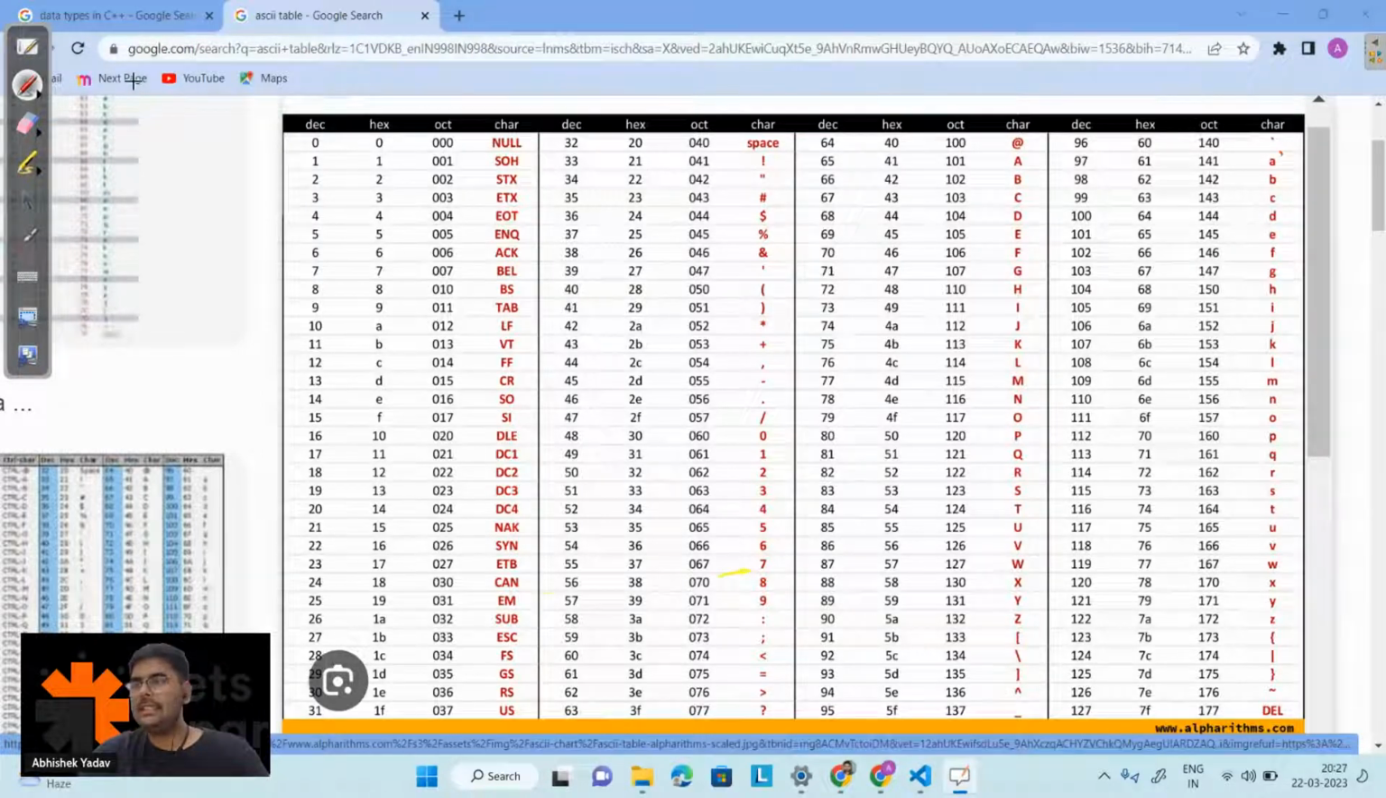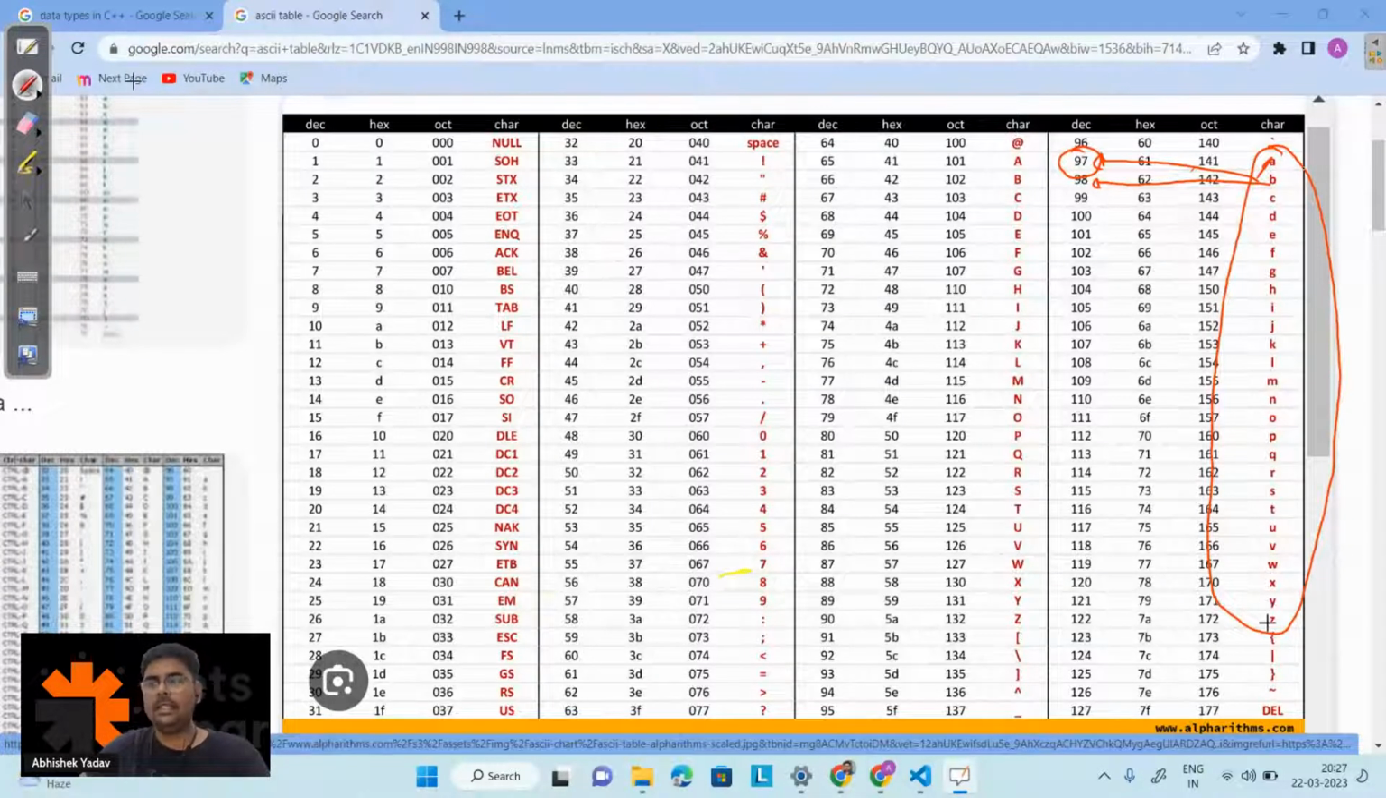So for each character, from A to Z, that is lowercase alphabet, we are having corresponding ASCII values. That is, for a we are having 97, for b we are having 98. Similarly, for z we are having 122.